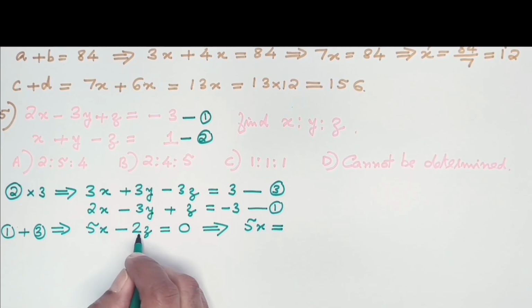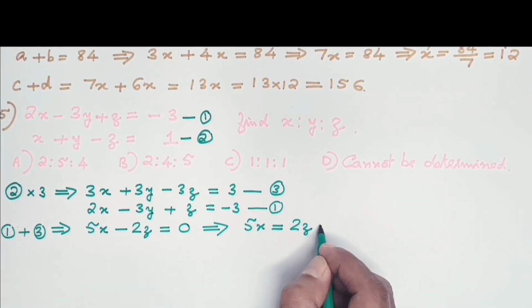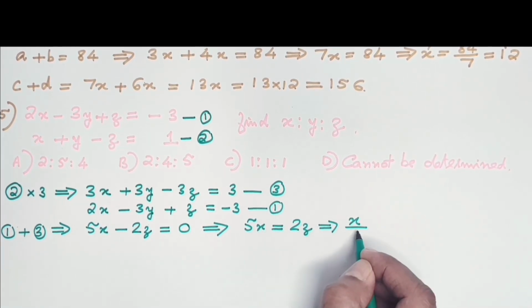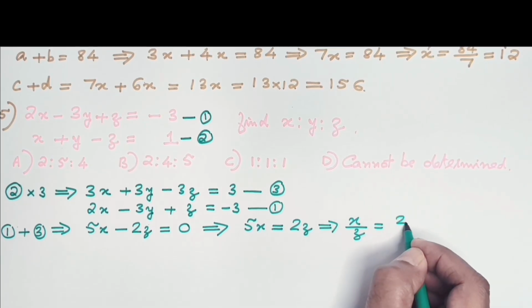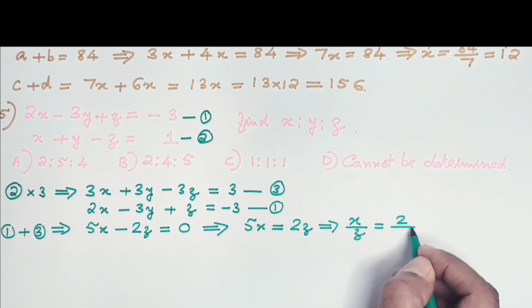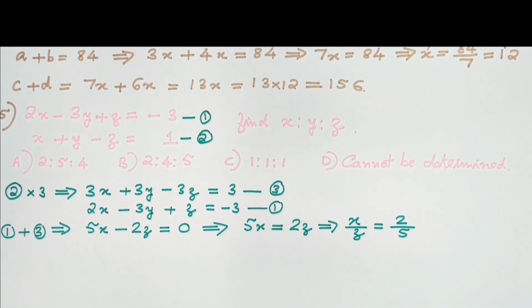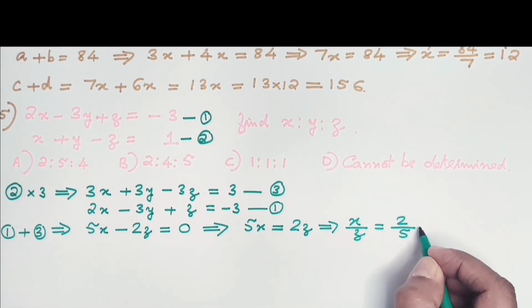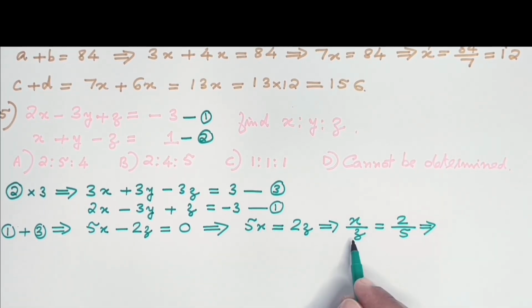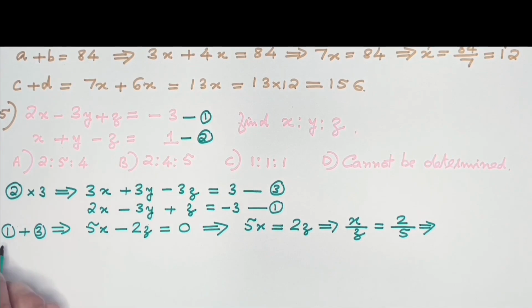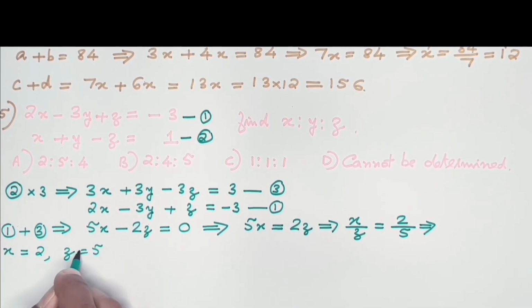Taking 2z to the right side, you have this. Take z to the left side, keeping 2 on the right. Take 5 to the right side. As you know, multiplication becomes division when changing sides. Here you may choose x as 2 and z as 5 because you're going to find out a ratio. Even if you choose the multiples, that will get cancelled. So I'm taking x as 2 and z as 5. These are particular values of x and z.